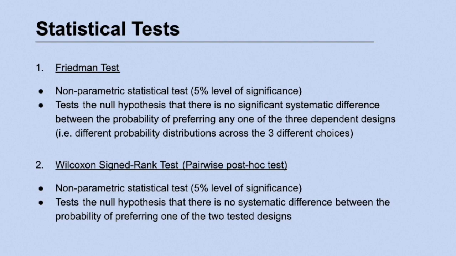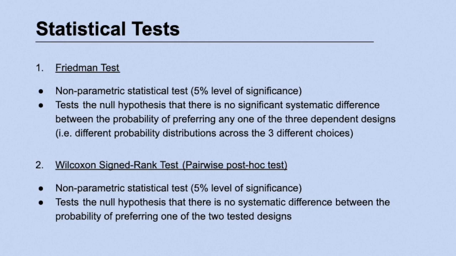Simply put, if the null hypothesis is rejected, then we can conclude that there are at least 2 out of 3 designs that people prefer differently. And if we can reject the null hypothesis, then we know that there is a preference towards a design. As such, we have to conduct a pairwise post hoc test 3 times, namely between 2D and 3D, 3D and AR, and 2D and AR. If in any of these tests the null hypothesis is rejected, we can then conclude that people prefer one of the designs over the other.